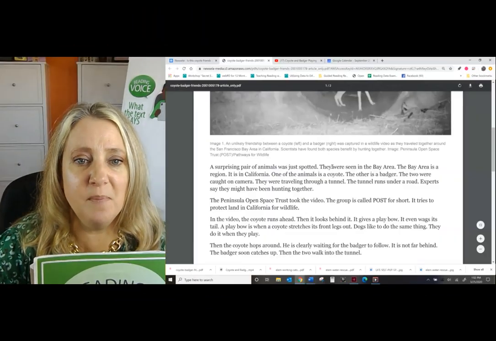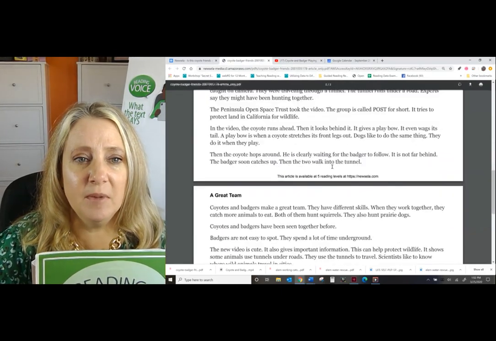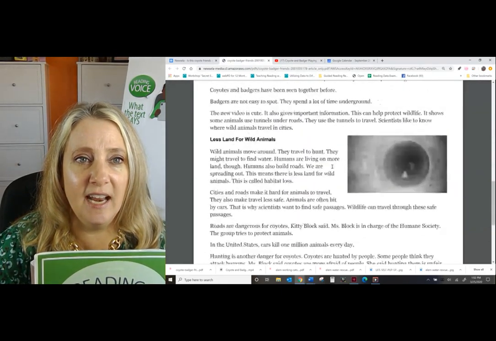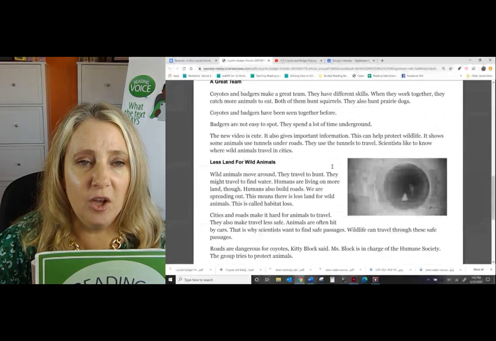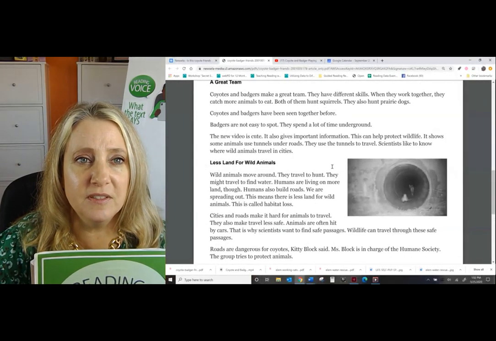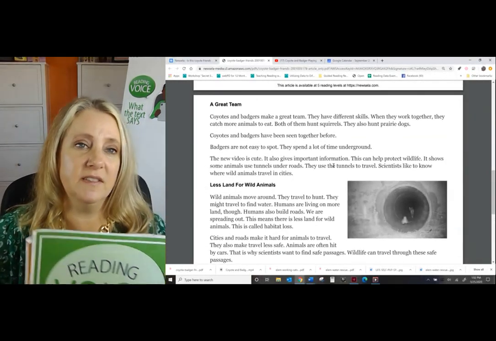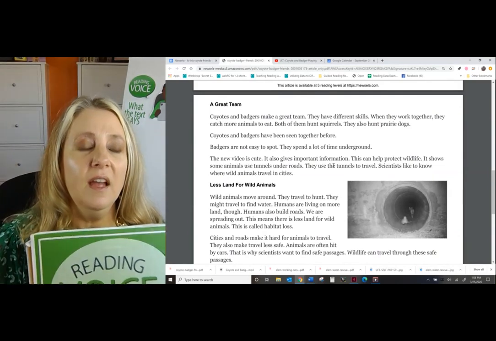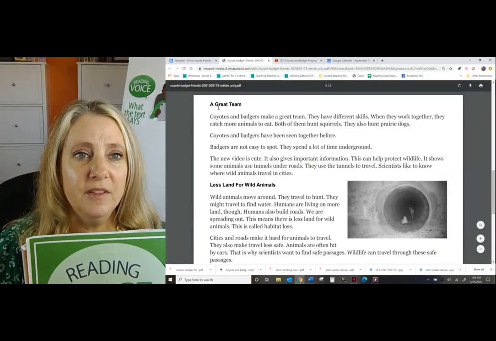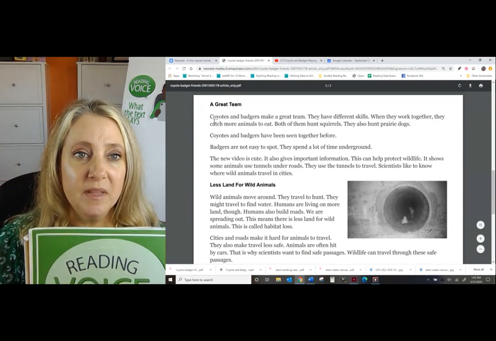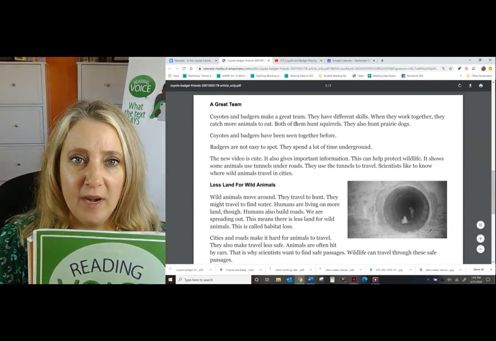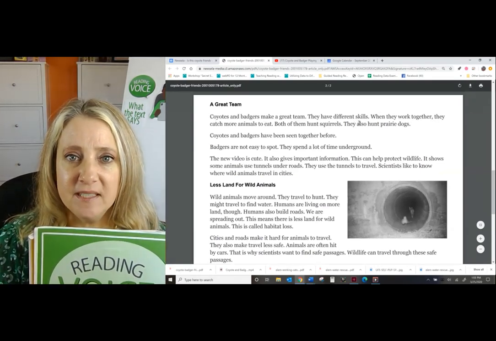Okay, so now I'm going to go back to the article and go to the next section, and I'd like for you to help me out. I'd like for you to see what your thinking voice is saying. Okay, so we'll start with the subhead, a great team. Coyotes and badgers make a great team. They have different skills.